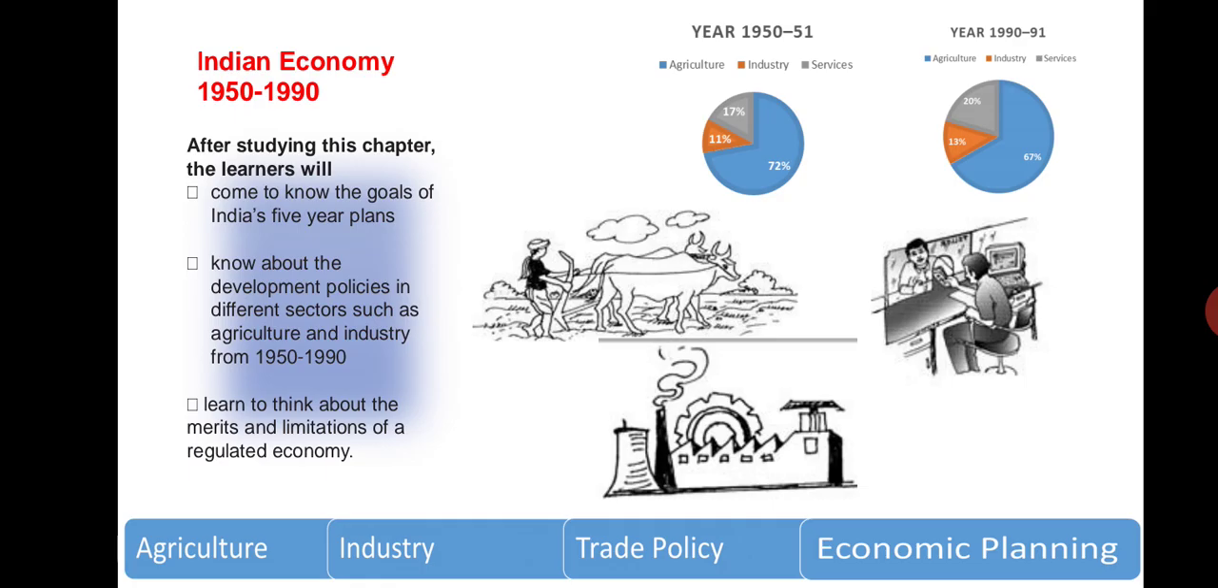In this chapter, you will come to know the goal of India's 5-year plan. We have already discussed it, and you also know about the development policy in different sectors such as agriculture and industry from 1950 to 1990, and you will also learn to think about the merits and limitations of a regulated economy.